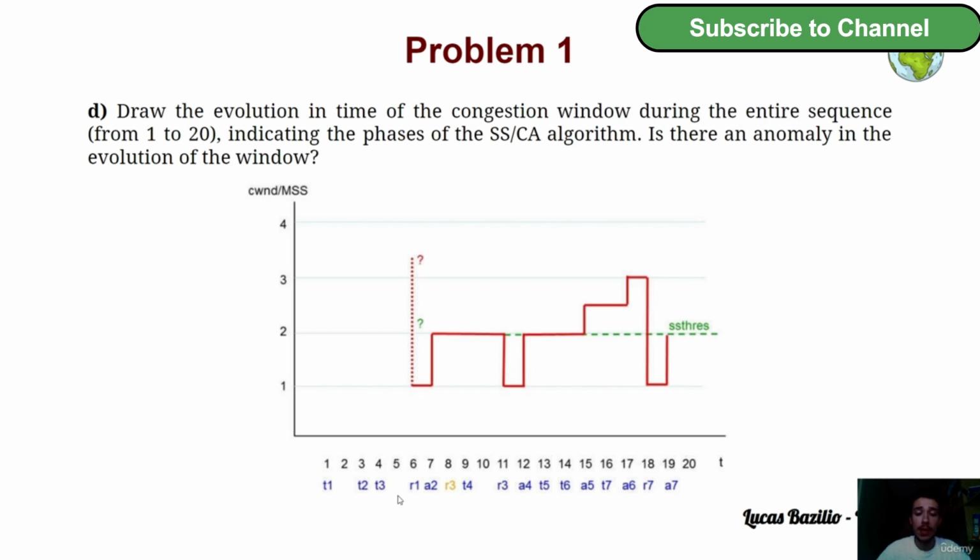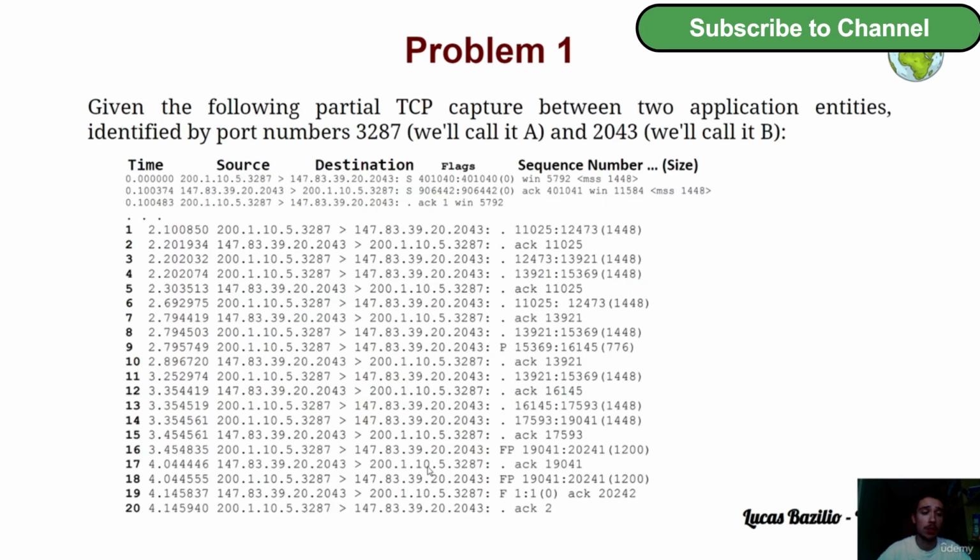when we receive the acknowledgement on the exchange 7, keep in mind here what we have. On the exchange 7, we have the acknowledgement, and this is an acknowledgement of new data. We hadn't received before the acknowledgement of this sequence number, right? 13,921. No, this is the first acknowledgement of this data. So it is new data.